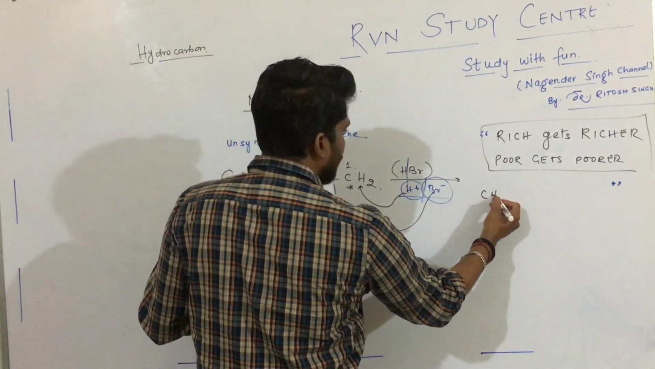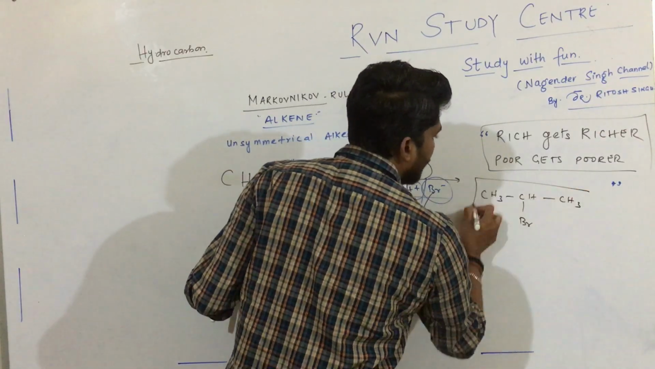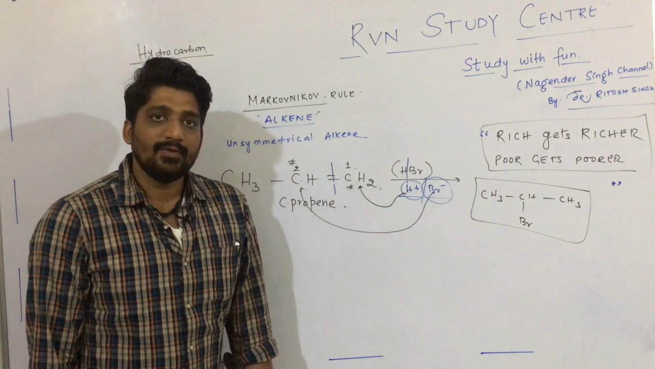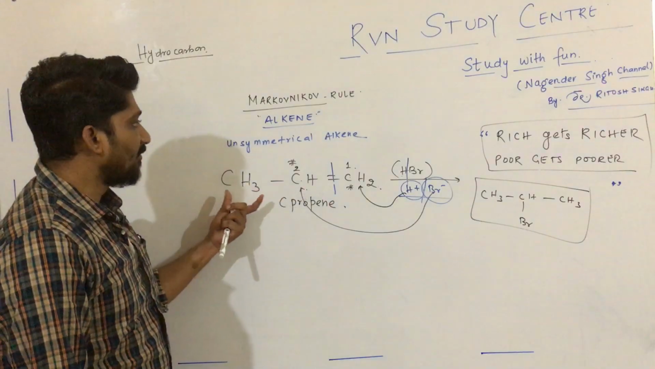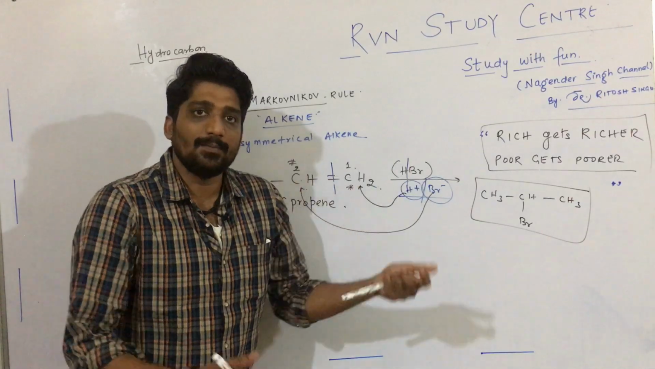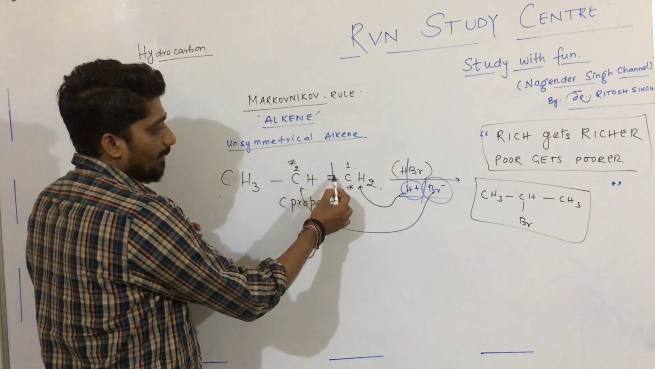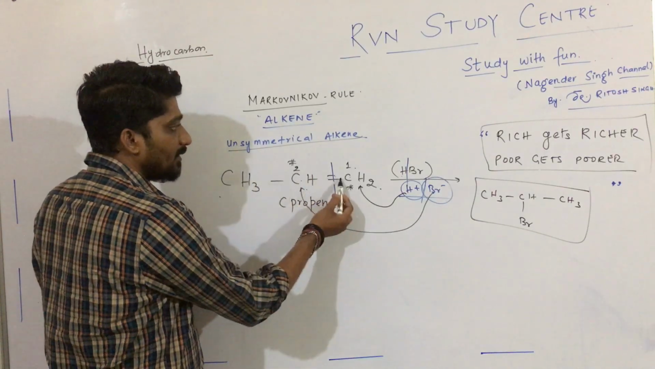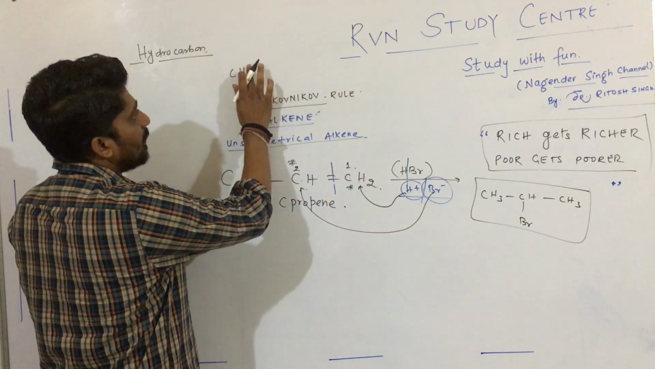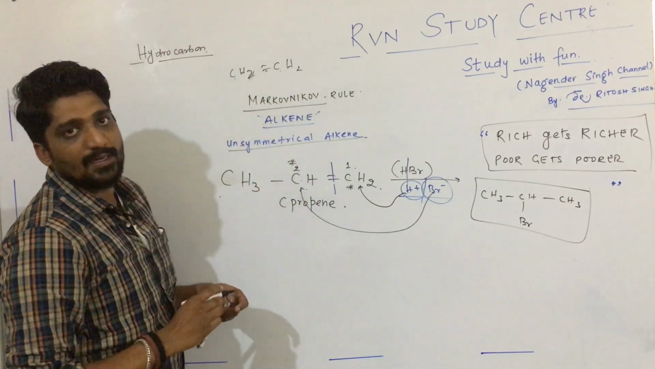So what is the product? CH3, CHBr, CH3. That's it, the reaction is over within 2 seconds. You have to identify the reactant and the reagent, and then you will get the product. Again I repeat, we have taken an unsymmetrical alkene with a double bond. On this side we have 2 hydrogens, on this side we have 1, so it is unsymmetrical. In a symmetrical alkene we have the same number of carbons on either side of the double bond.